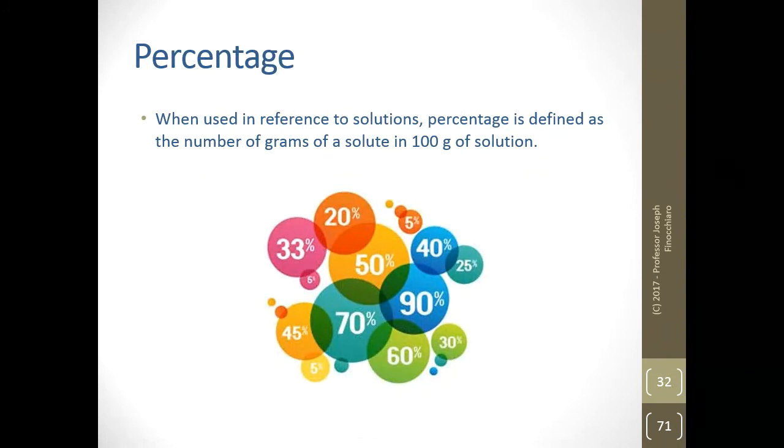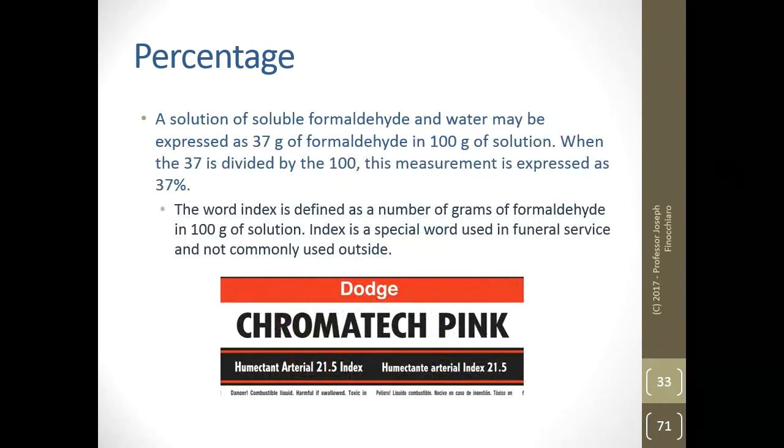When used in reference to solutions, percentage is defined as the number of grams of a solute in 100 grams of solution. A solution of soluble formaldehyde in water may be expressed as 37 grams of formaldehyde in 100 grams of solution. When the 37 is divided by the 100, we get a percent.